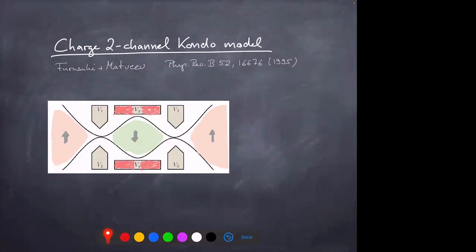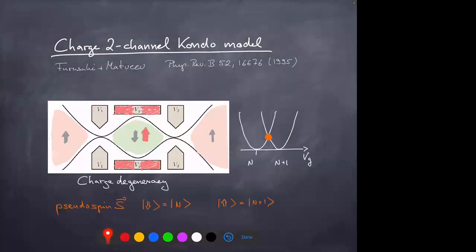Now, what's the role of the gate? Well, with the gate, we can control the filling. This gate controls the filling on the dot. In fact, this will be our spin degree of freedom, because if we think of a system with the charging energy, then you've probably all seen these parabolas which tell you the electrostatic energy of a specific number of electrons.